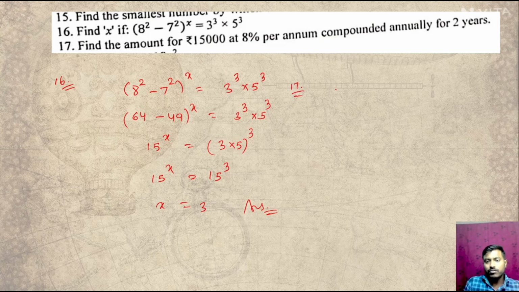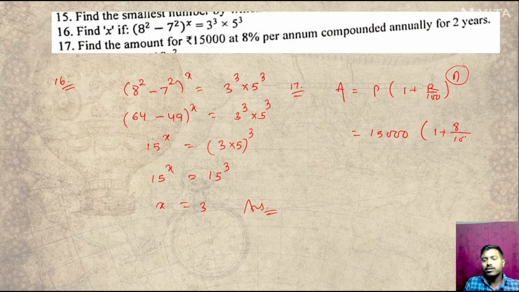Question number 17: find the amount. First write down the formula. Amount equals P into (1 plus R by 100) whole to the power N, where N is the time period, R is the rate of interest, P the principal. Now put the values: 15000 into (1 plus 8 by 100) whole to the power 2. Then cancel, that is 15000 into 108 by 100 whole to the power 2.